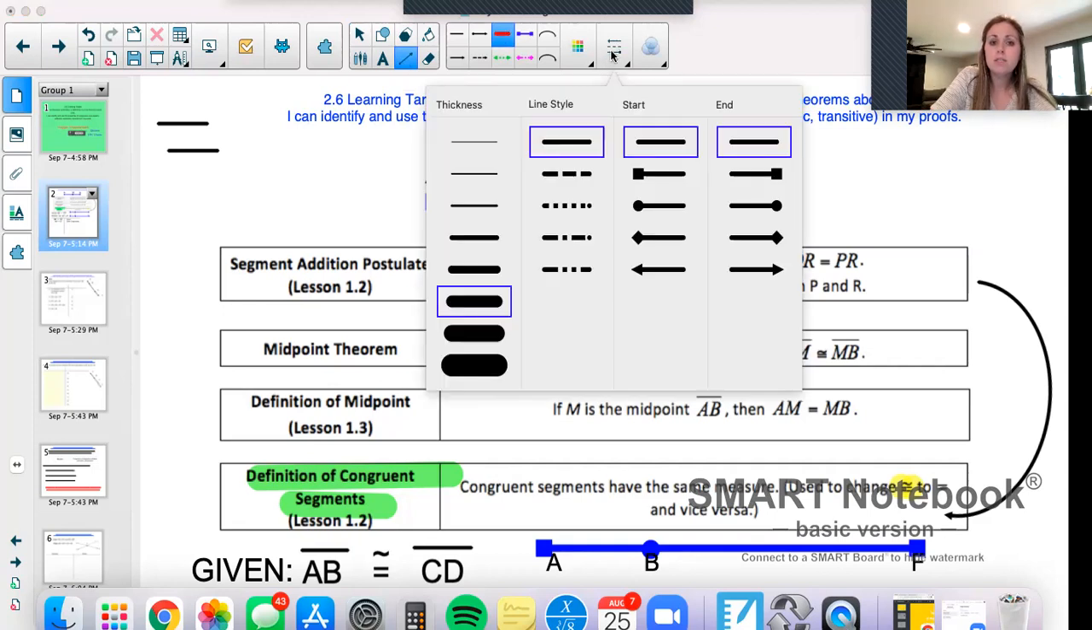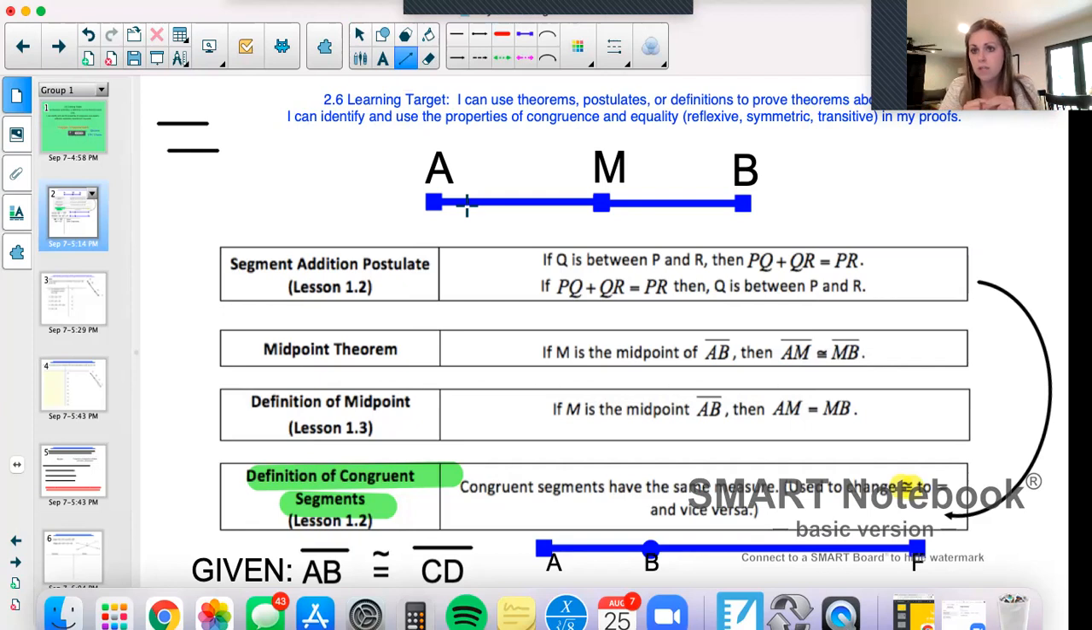If something is the midpoint of a segment, what we talked about last class was that the midpoint is the point in the middle of the segment, meaning it cuts the segment perfectly in half. So if M is the midpoint of segment AB, then that means AM's measure is equal to MB's measure. That also means if their measures are equal, then the segments themselves are congruent.